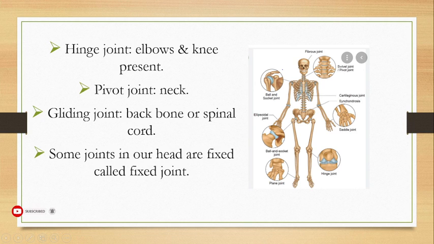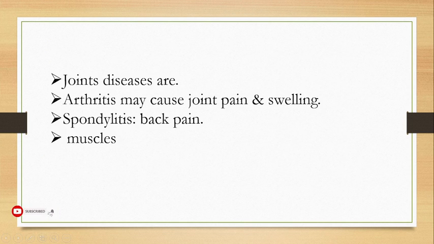The ball and socket joint, for example, is the shoulder. The hinge joint we can see in the elbow and the knee, and the pivot joint we can see in the neck. The gliding joint is in the backbone, the spinal cord, and some joints in our head are fixed, called fixed joints. Arthritis may cause joint pain and swelling, and spondylitis causes back pain.